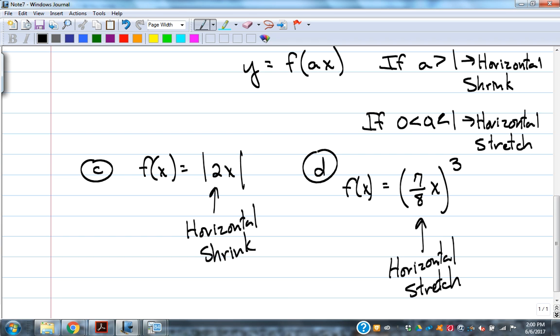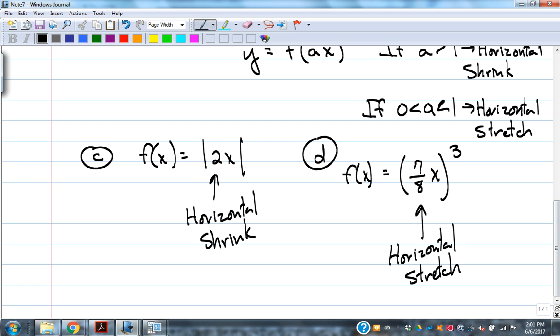Multiplying is stretching and shrinking. Outside, big number stretches, little number shrinks, just like it should. Inside, the opposite stuff happens. It's like turning a shirt inside out. It works backwards, right? So inside, small number stretches, big number shrinks for horizontal, okay? All right.